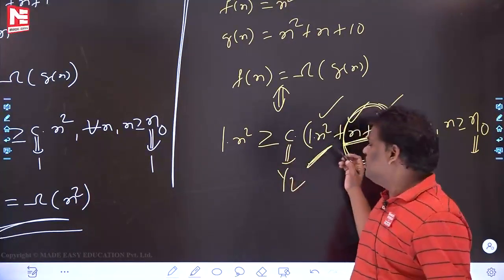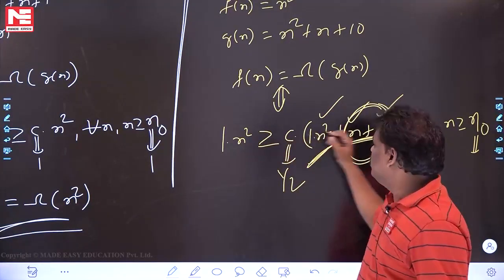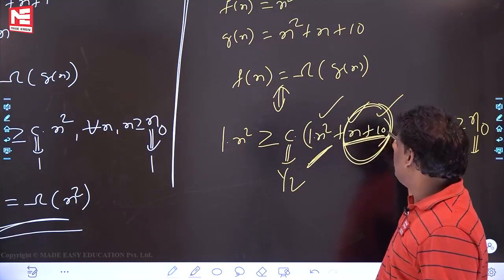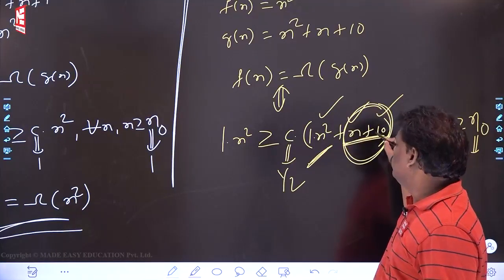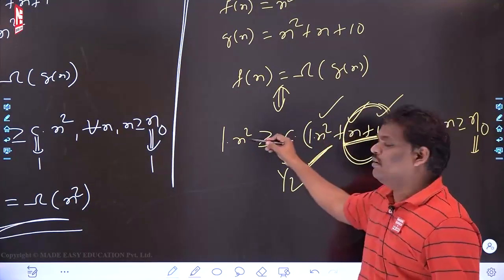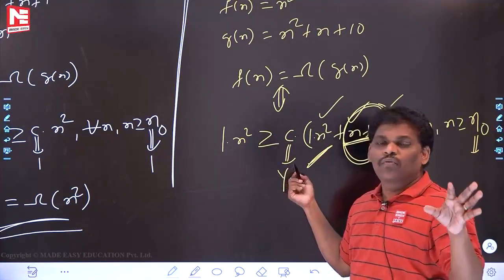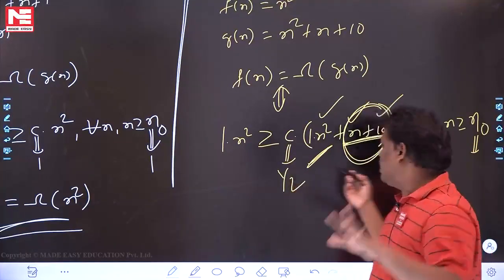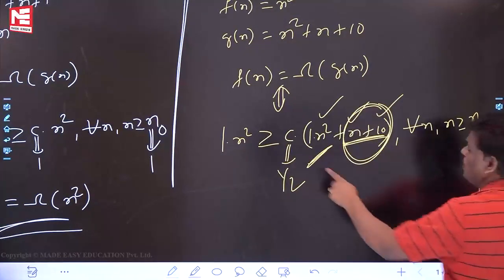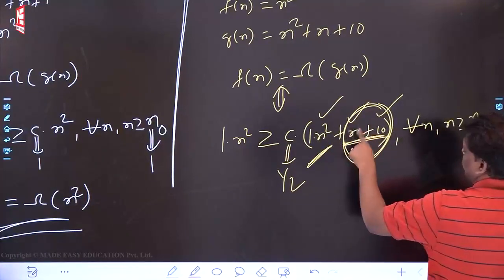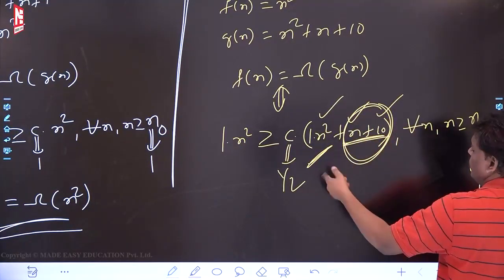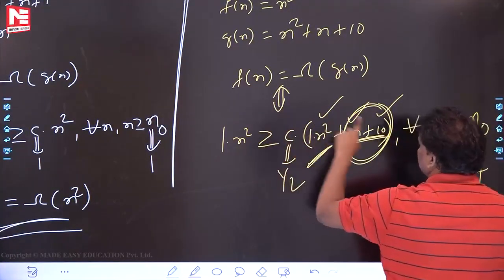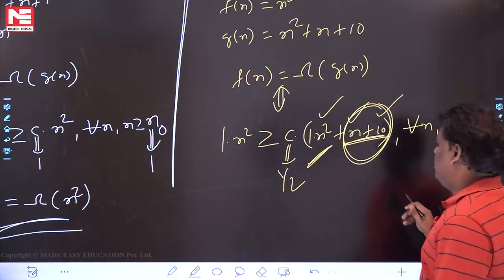Let me try 3. If it is 3, what is 3 square? 9. It is 9 plus 3, 12. 12 plus 10, 22. 22 by 2, what is the answer? 11. It is 11 against 9. Fail. So 1 fails, 2 fails, 3 fails. I think 4 passes. If you take 4, it is 16. It is 16 plus 4, 20 plus 10, 30 by 2, 15. That side 16, this side 15. That is the answer.